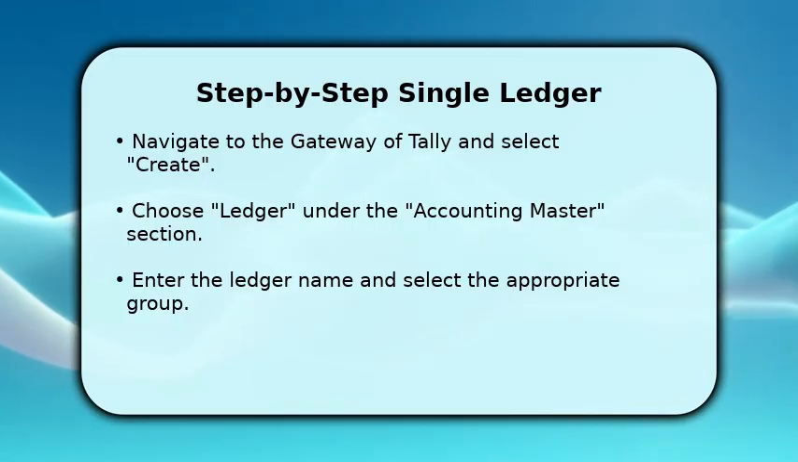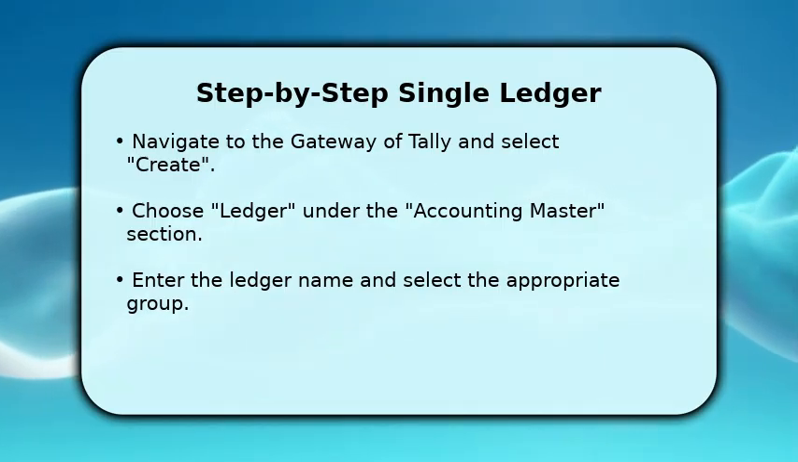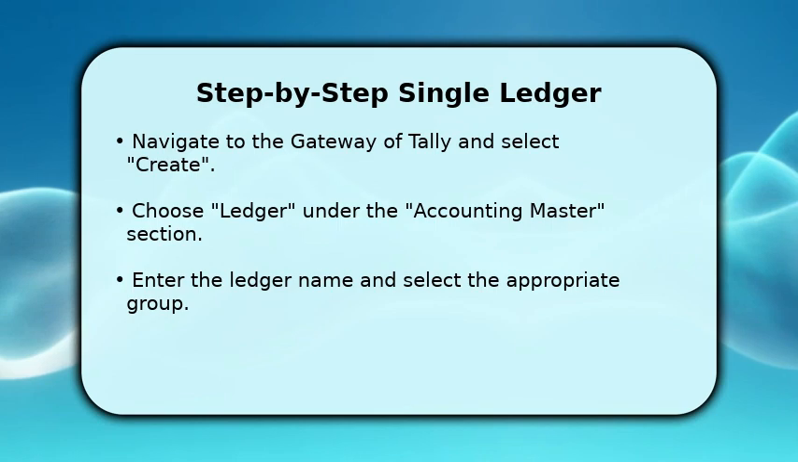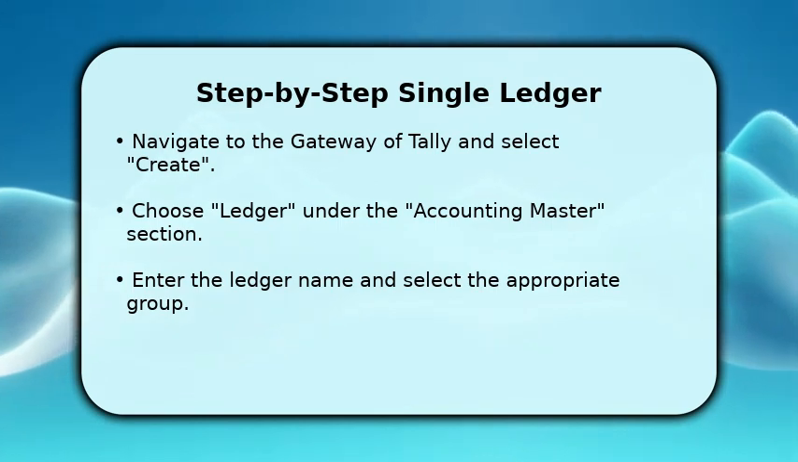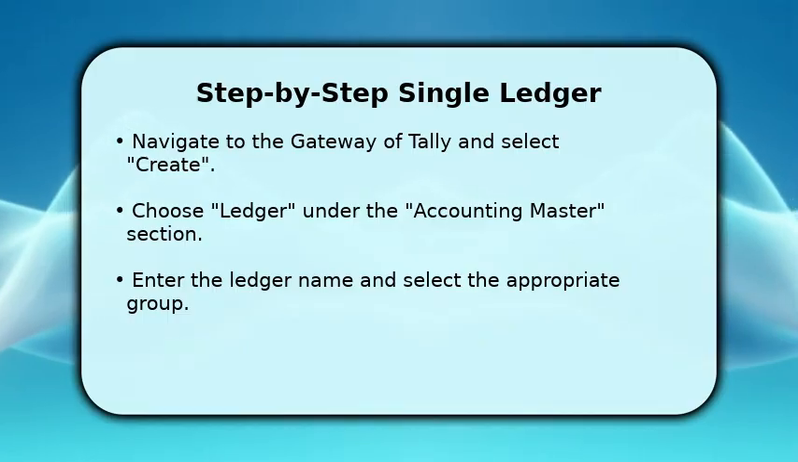You will then enter the unique name for your ledger, like Cash Account or Rent Expense. Carefully select its primary group, such as Cash-in-Hand or Indirect Expenses. Finally, input any opening balance if necessary, and accept to save your new ledger.